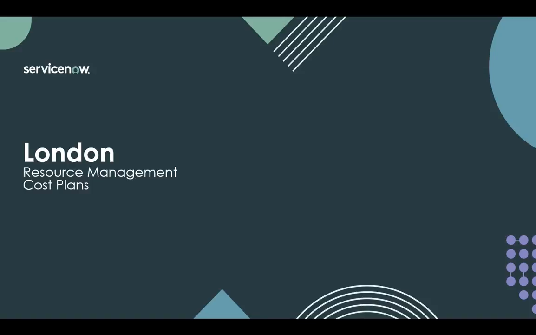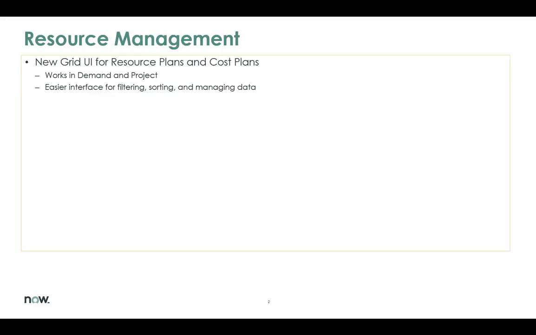New with London are changes to the resource plans and cost plans. The resource plans and cost plans leverage the same grid technology seen in other areas of ITBM, such as the allocation workbench and the investment portal. The grid UI enables the demand, project, or portfolio manager to more easily manage the resources and costs by providing an easier interface to view, manage, and filter their data.